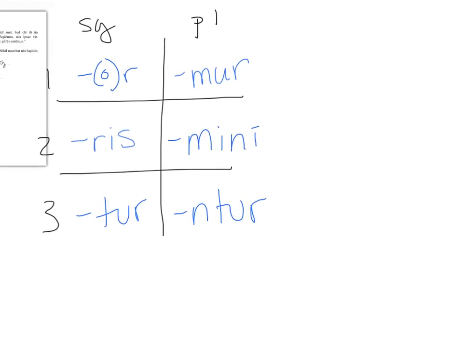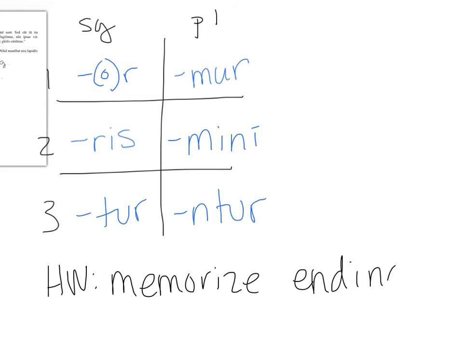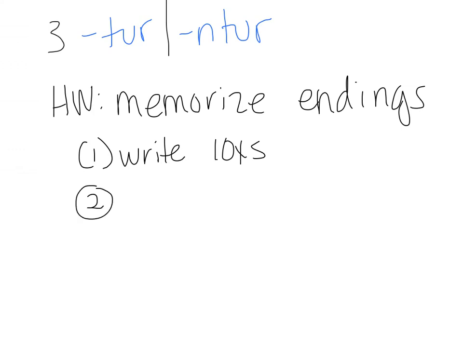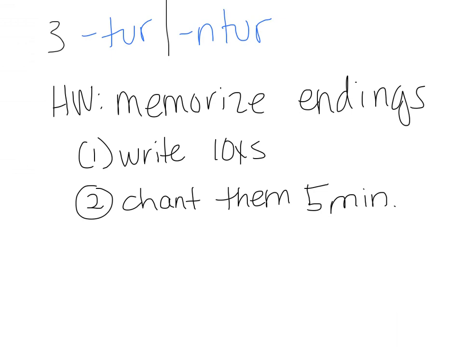And your homework tonight, so our homework is to memorize these endings. And you have a few options in how you choose to do that. So option 1 is to write them 10 times. Option 2 is to chant them for 5 minutes. So for 5 whole minutes, set a timer and just say your endings over and over again. I know that sounds super fun. But these are 2 different ways.